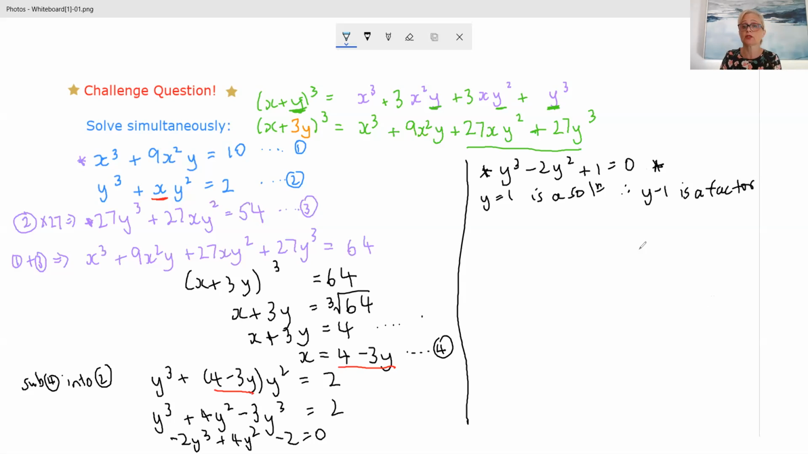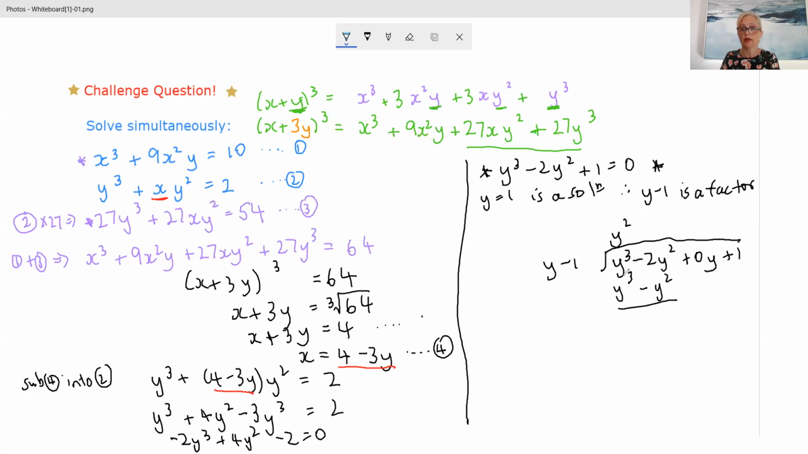All right, let's do the division. Let's do the long division. So remember when I've done these ones before, if there's a missing term, just to make sure we don't mess up, I always put it as a 0 at this stage. So we're dividing that by y minus 1. Leading term divided by leading term. Y cubed divided by y is y squared. Y squared times y is y cubed. Y squared times negative 1 is negative y squared.